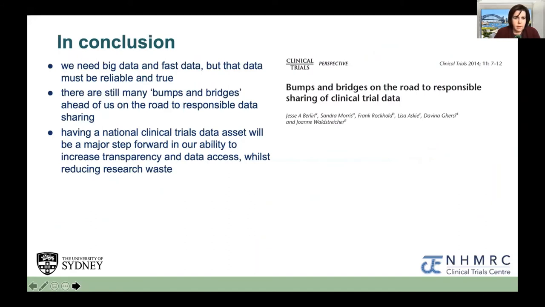So I think both Julian's presentation and hopefully what I've presented to you shows how we do need big data, and in this era we need fast data, but that data needs to be reliable and true, and we still do have some bumps and bridges ahead of us. But I think this National Clinical Trials Data Asset will really be a major step forward in our ability to improve transparency and data access, and reduce research waste.